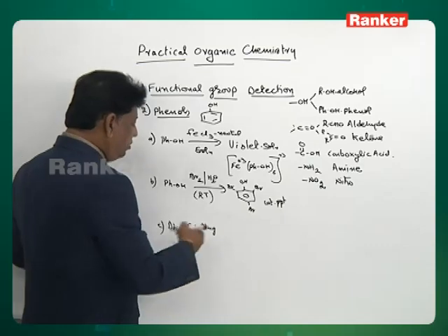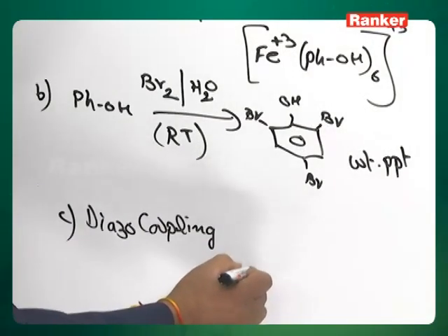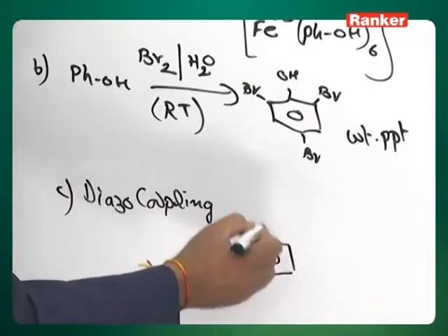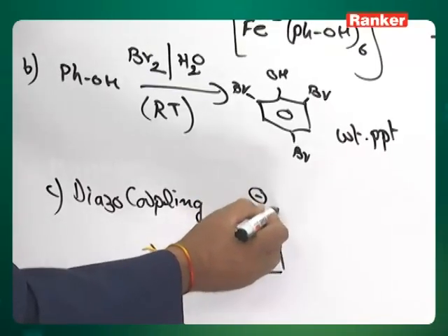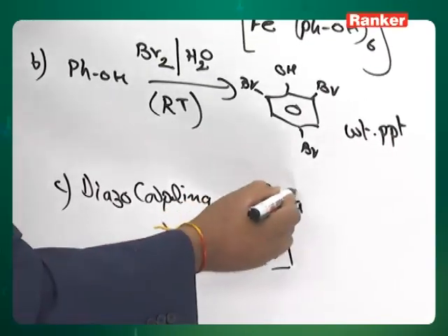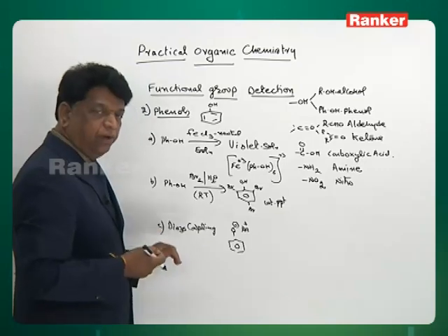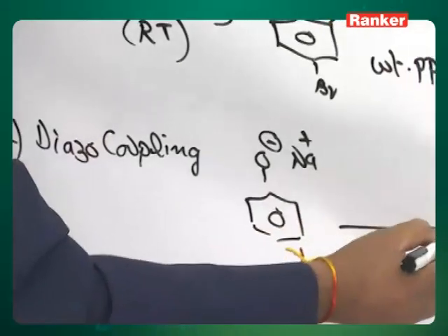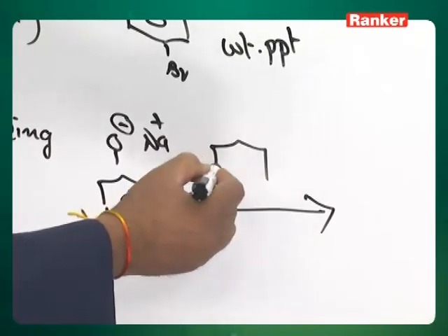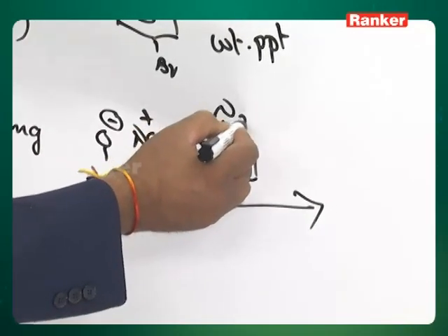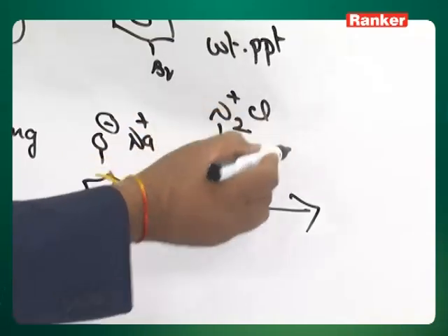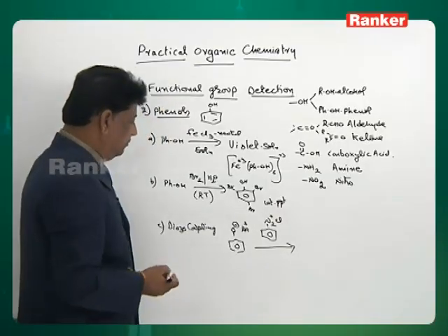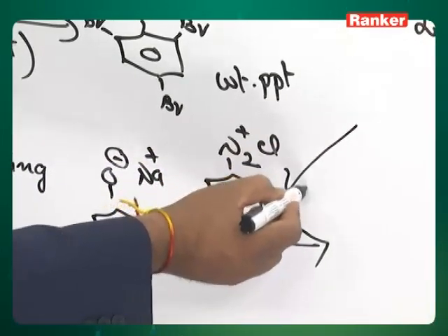Take the phenol, dissolve in sodium hydroxide, convert the phenol into the sodium salt. Sodium salt of the phenol is prepared first. Take phenol, dissolve in sodium hydroxide, you will get this salt. Then take aniline, add NaNO2 and HCl. So, this is prepared from the aniline.